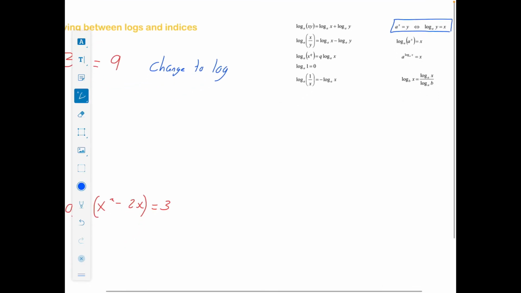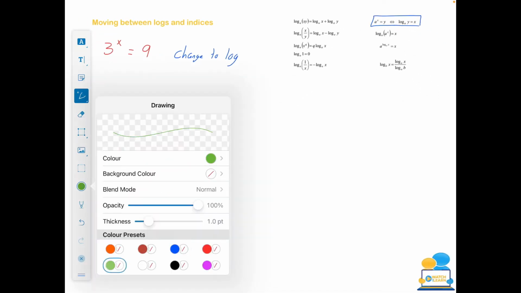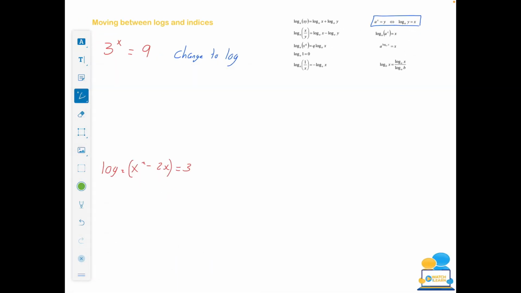How do you do that? We're going to use this rule up here. So we're going to match it up. I'm going to use a different color here. This is my a, this is my x, and this is my y. So we're going to change that. So that'll be log to base 3 of 9 is equal to x.